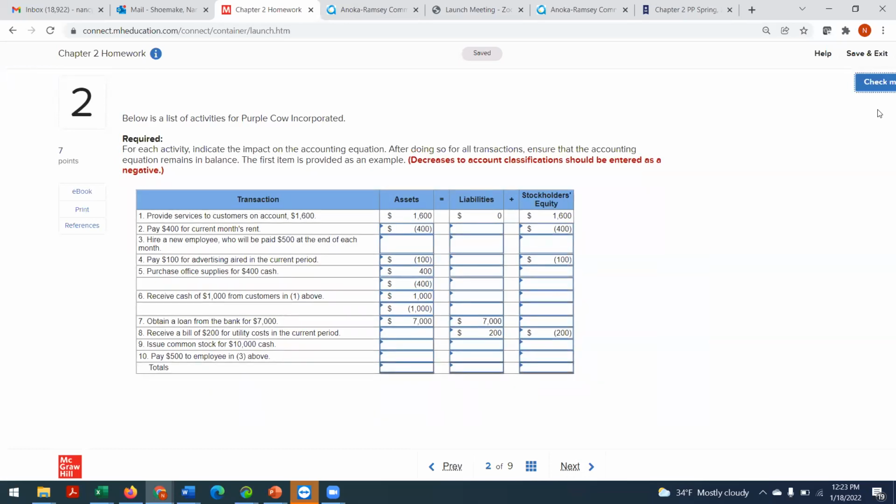When we issue common stock for $10,000 cash, that means our cash was increased $10,000 and our stockholders' equity was also increased $10,000.